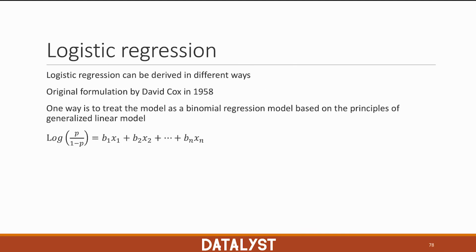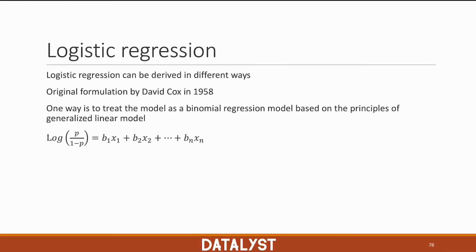Logistic regression can be derived in different ways. It was originally formulated, however, by David Cox in 1958. Some of the other derivations include logistic regression being represented as a neural network without a hidden layer, or in natural language processing, it can be derived from the principles of maximum entropy, hence the name maximum entropy classifier for logistic regression, which is used quite often in natural language processing. However, the original model, developed by David Cox, a prominent statistician, models logistic regression as a generalized linear model.